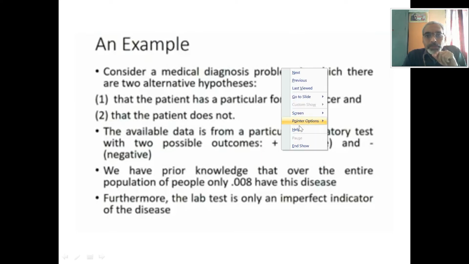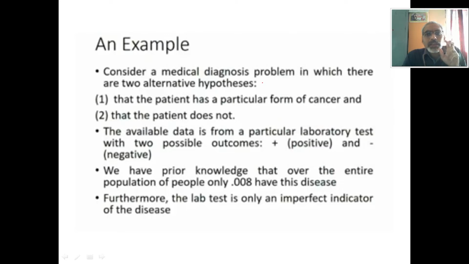So what does the example say? Consider a medical diagnosis problem in which there are two alternative hypotheses. Now we are defining two alternative hypotheses. What does the first hypothesis say? Let us call it H1. H1 is defined as: the patient has a particular form of cancer. The patient is suffering from cancer in very simple terms.